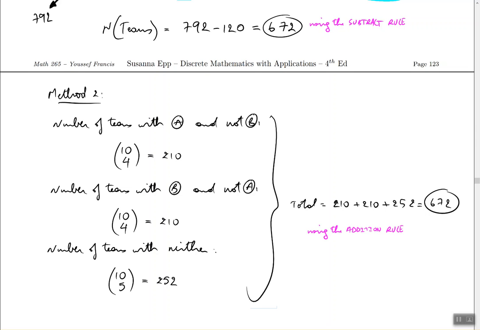As you can see, some of the problems can be done in multiple methods. It does not matter which one you pick, as long as you pick one of them and you get the right answer. So that's it.